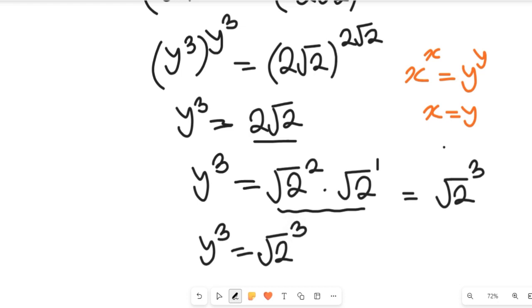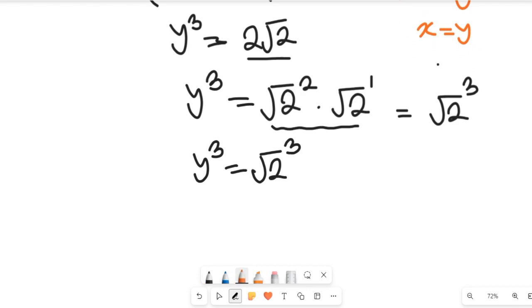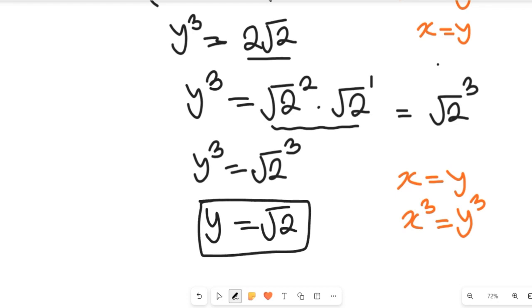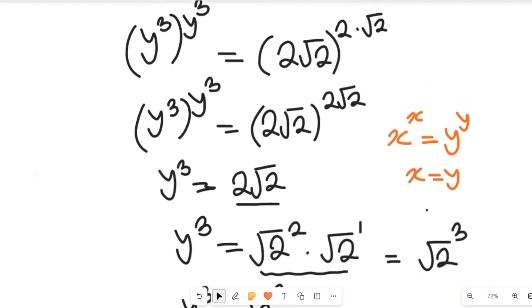So y to the power of 3 can be equal to the square root of 2 to the power of 3. Now, recall we said earlier that if x is equal to y, then x to the power of 3 can still be equal to y to the power of 3. So y on this side can now be equal to the square root of 2, because they have the same exponent. So the value for y is equal to the square root of 2. That's the solution to this exponential equation.